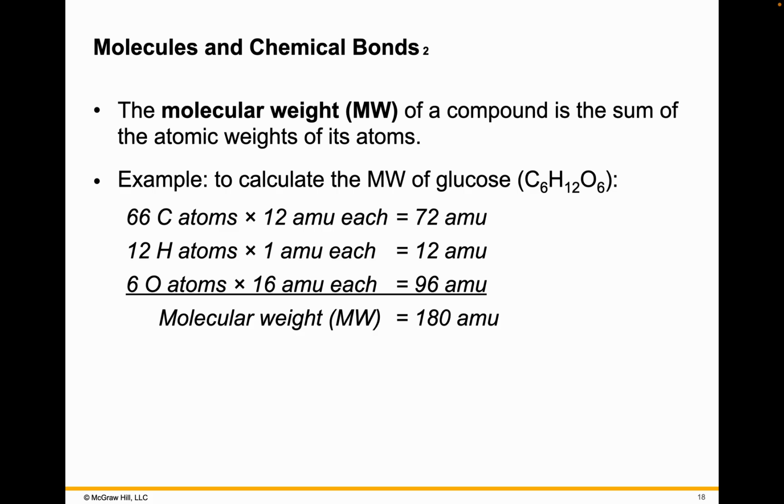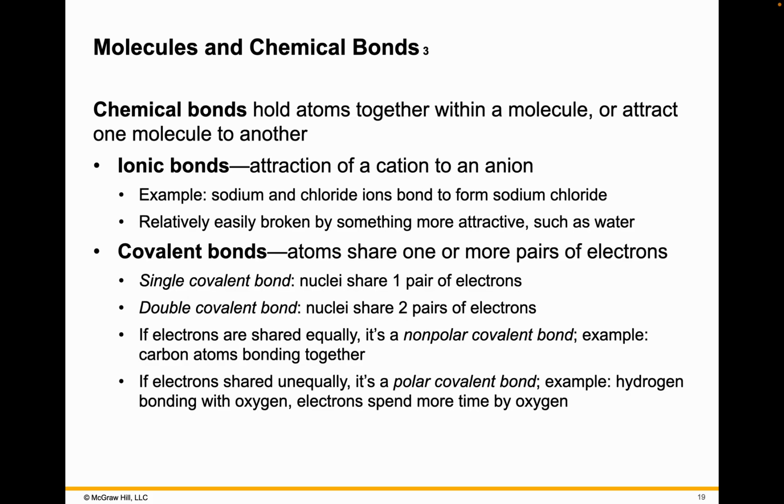C6H12O6, the 6 carbon atoms each weigh 12, that comes out to 72. The 12 hydrogen atoms each weigh 1, that comes out to 12. 6 oxygen atoms each weigh 16, that would be 96. So if you add 72, 12, and 96, you would get a molecular weight for glucose of 180 atomic mass units.